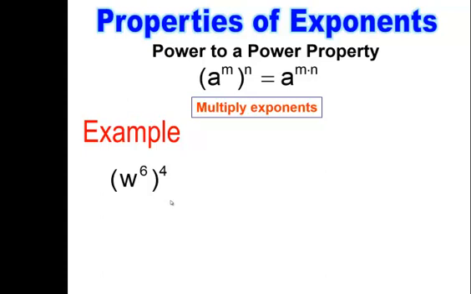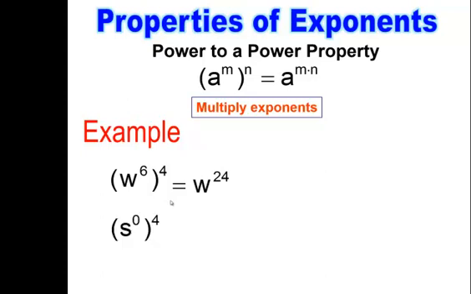Okay? So in this case, we have w to the 6th power, and then it's all raised to the 4th power. So we see here, to simplify, I'm just going to take the 6 times 4, multiply together, and give the w to the 24th power. So a power to a power, you multiply the powers together.